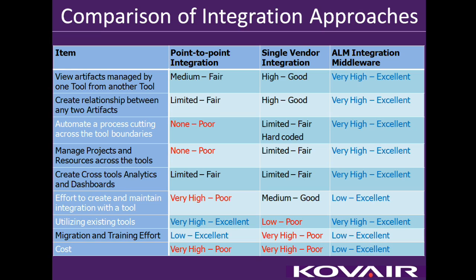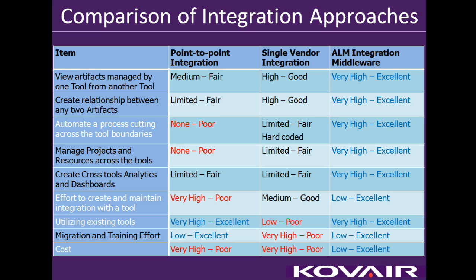Now, this is a comparison between the 3 approaches of integration: point-to-point, the single vendor, and the middleware. I will just highlight those 4 items which are highlighted in white. So first of all, the process. It is very difficult to do an automated process when you have a point-to-point integration. As you can see, since each of these integration codes is handcrafted and very, very customized between the pair of tools, creating a process across these different tools is almost impossible. As a matter of fact, it does not exist in a point-to-point integration world.